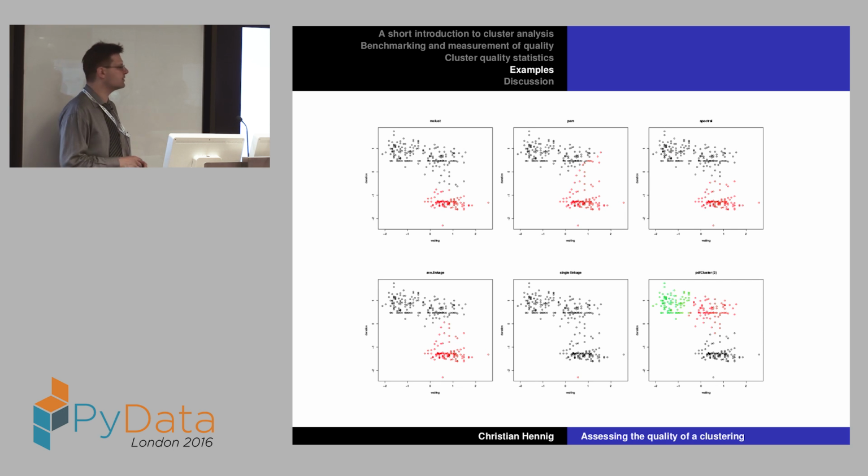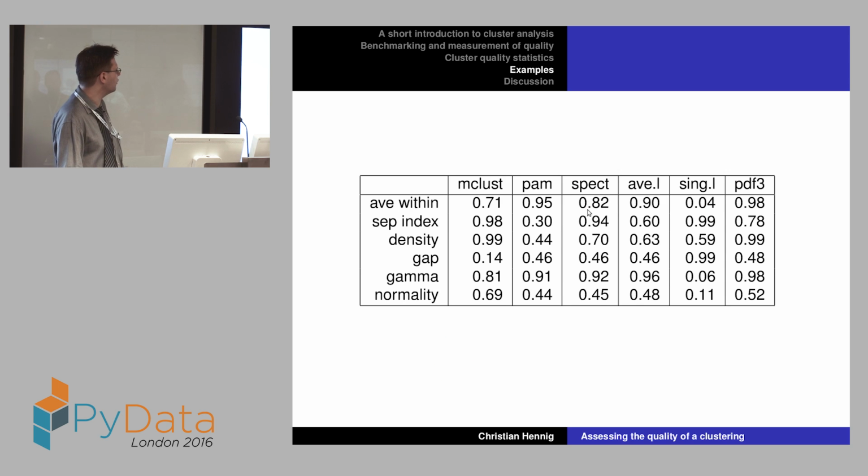These are 6 clusterings on the Old Faithful Geyser data. This is from a Gaussian mixture model with 2 clusters. This is partitioning around medoids. This is spectral clustering. This is average linkage cut so that we get 2 clusters. This is the weird one you saw before, single linkage with 2 clusters. And this is a density-based clustering with 3. And then, of course, again, you can compute lots of things. I will only very quickly comment on some.